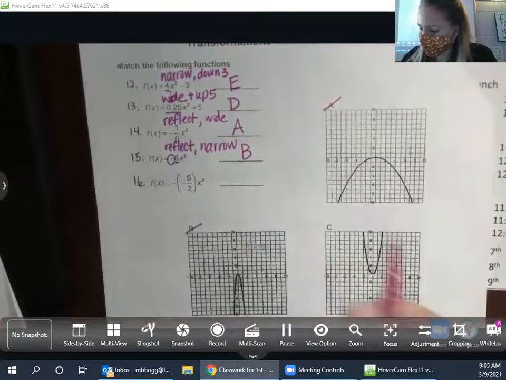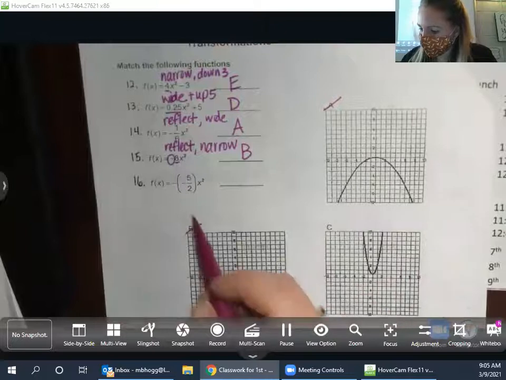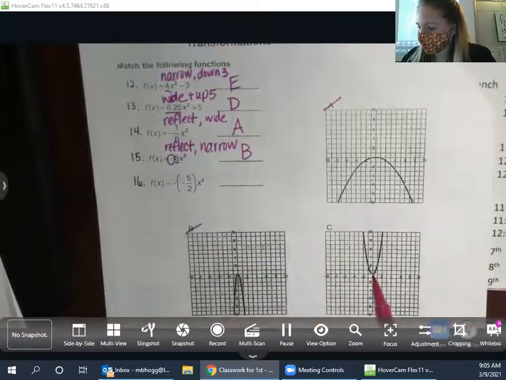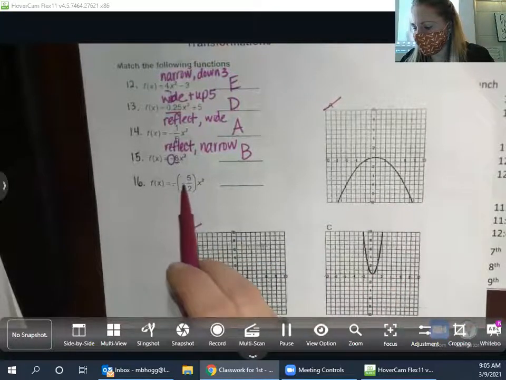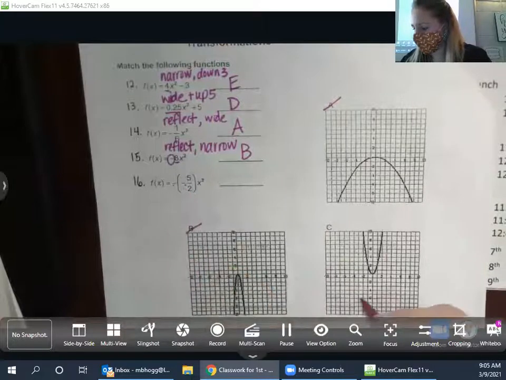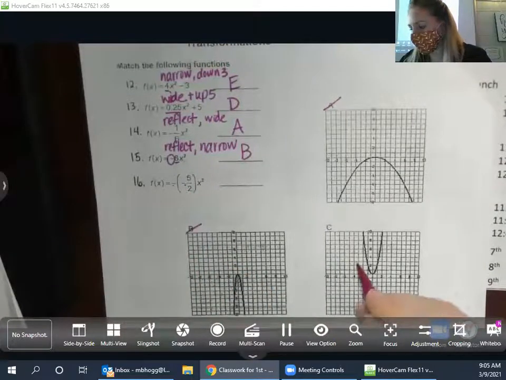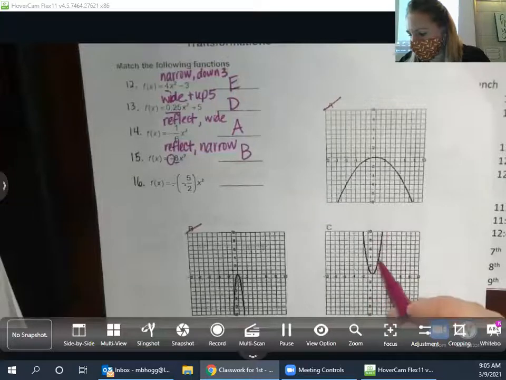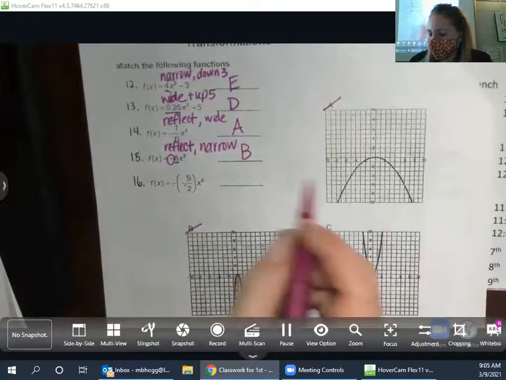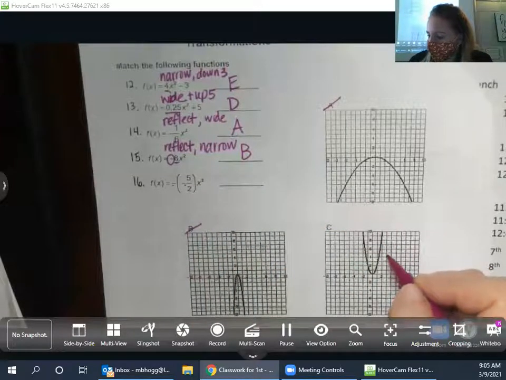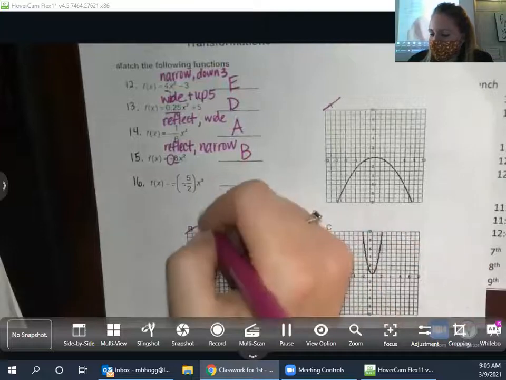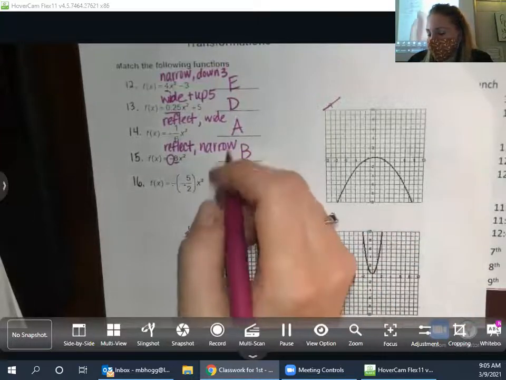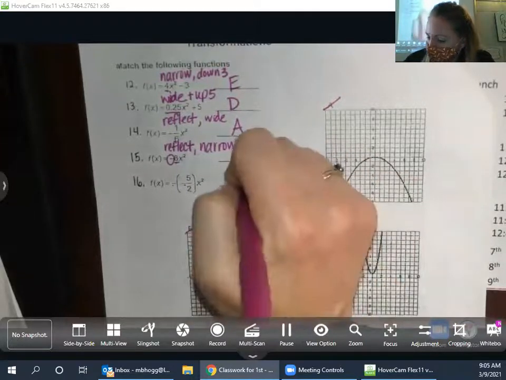And then finally, this one has to be C, but it's okay. So this one's tricky. It's a reflection of a negative. So it started out down here, and when it reflected again, it made it positive. So you have 2 negatives made a positive, and it's narrow because 5 divided by 2 is 2.5, which is more than 1. So C.